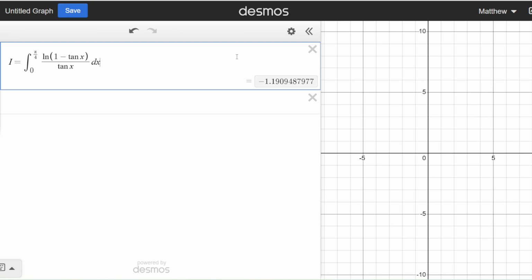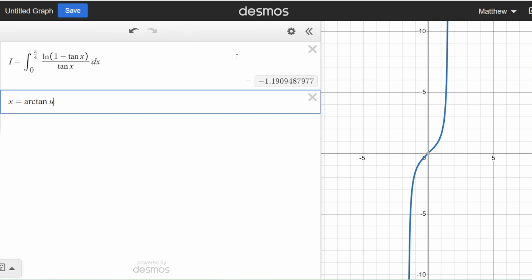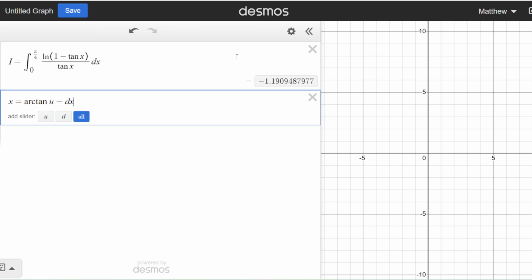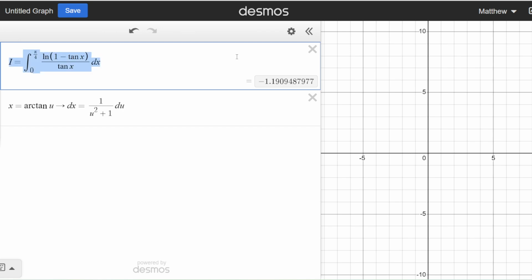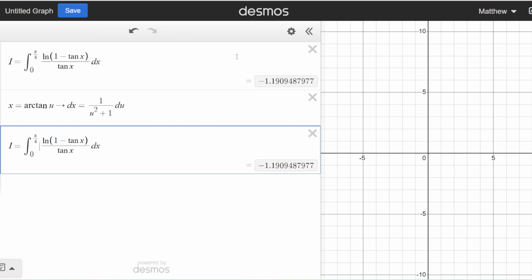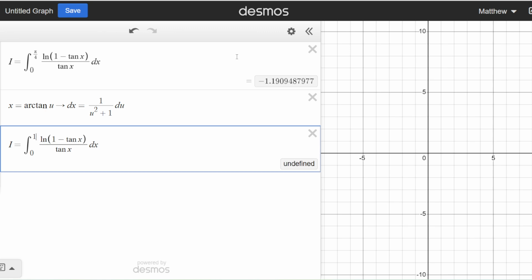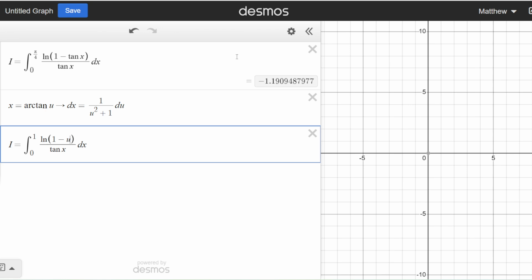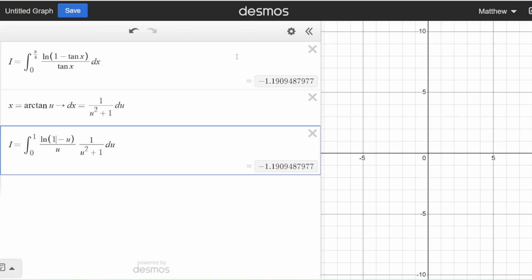I think the first obvious thing to do is make the substitution x is equal to arc tangent u. So it implies that dx is equal to 1 over u squared plus 1 du. So let's go ahead and copy our integral down here. All right, so our bounds are going to change. That's going to be 1, this is going to be 0. So we're going to get 1 minus u, this is going to become a u, and our du is this. All right, and then I'm going to bring it back to x.